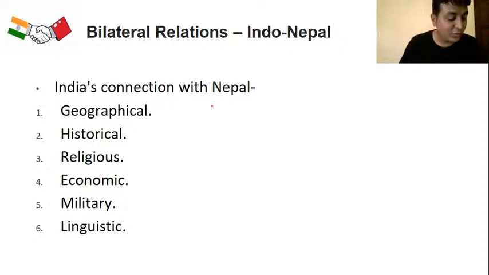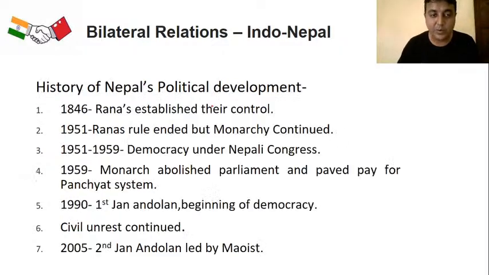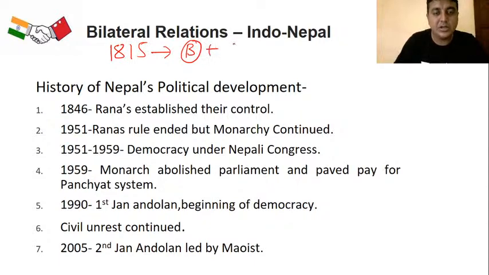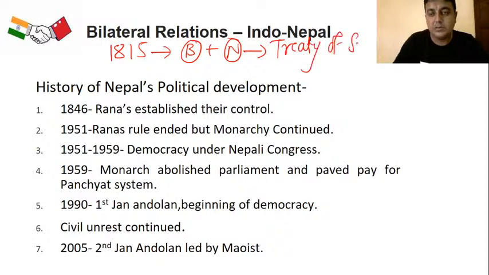Okay. So the next thing we're going to discuss is the history of Nepal's political development. What exactly is the history? Till recently, Nepal was having monarchy. Those of you who have history optional knew one thing related to this: in 1815, the British signed a treaty with Nepal, that is the Treaty of Sugauli.